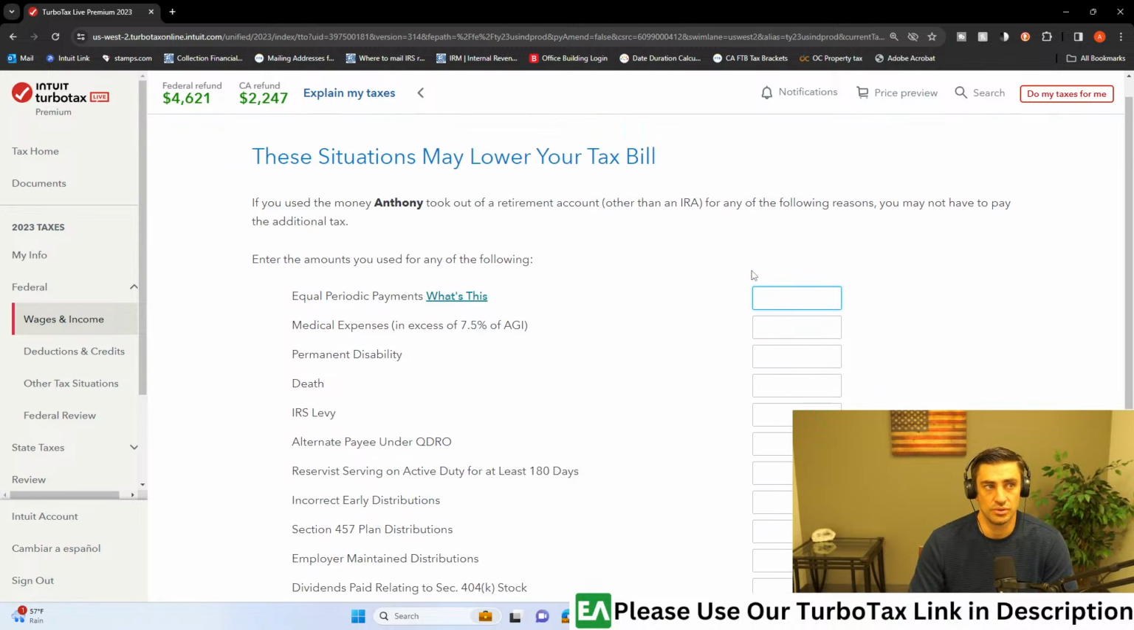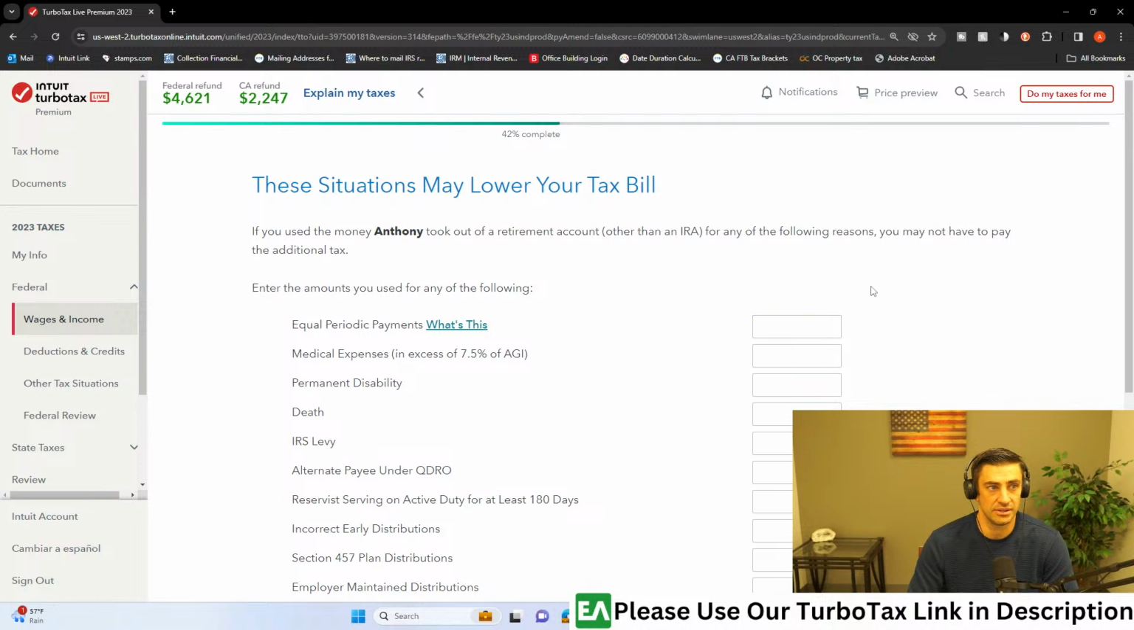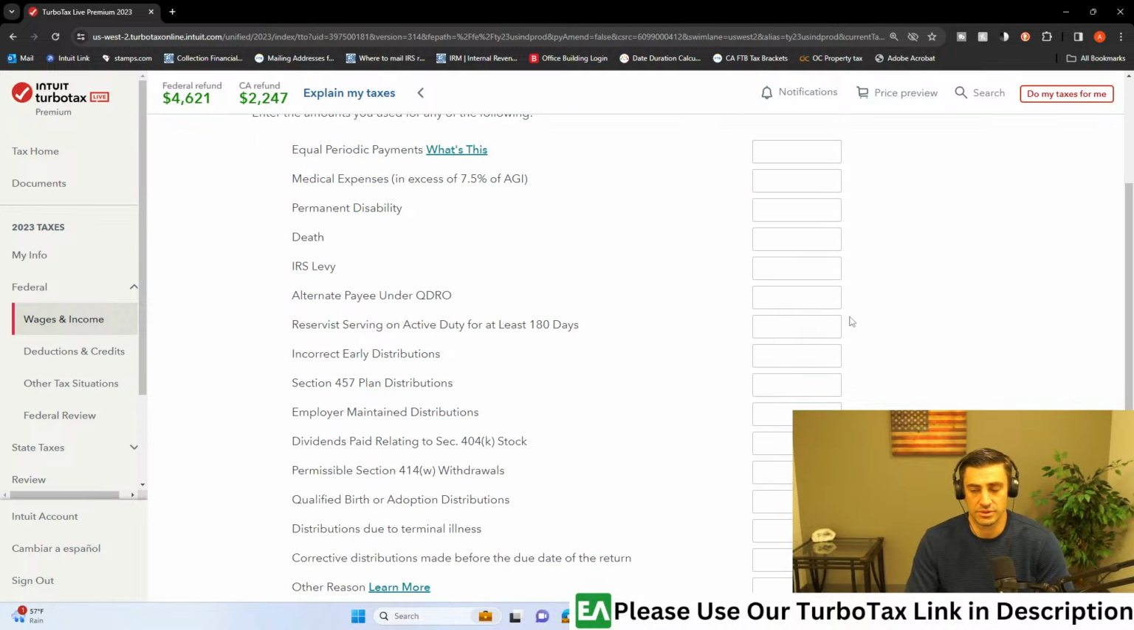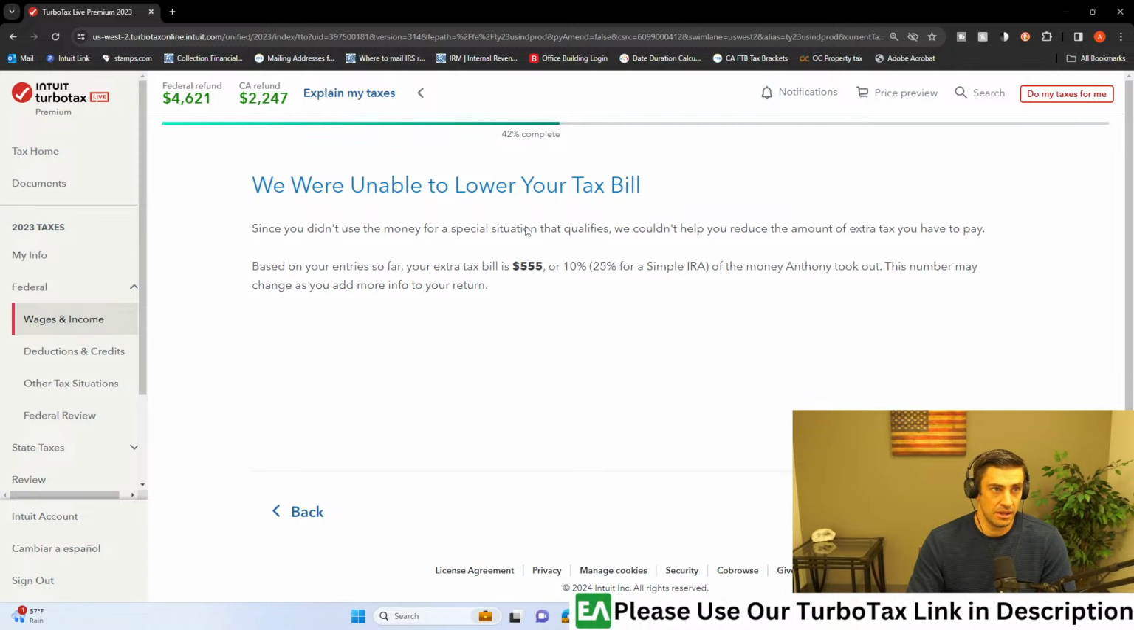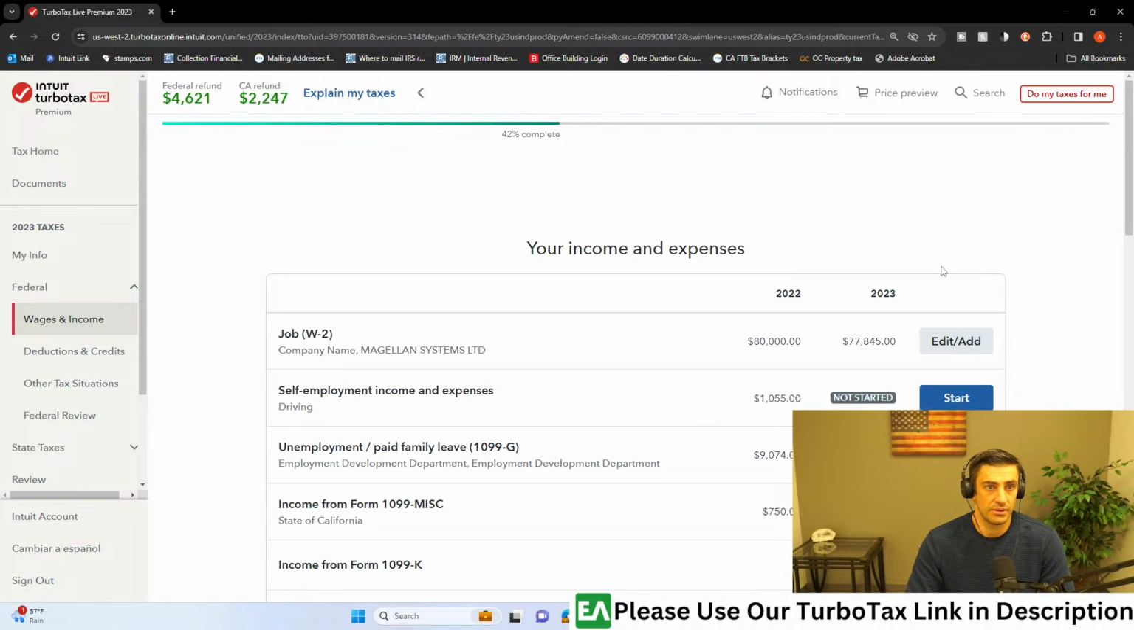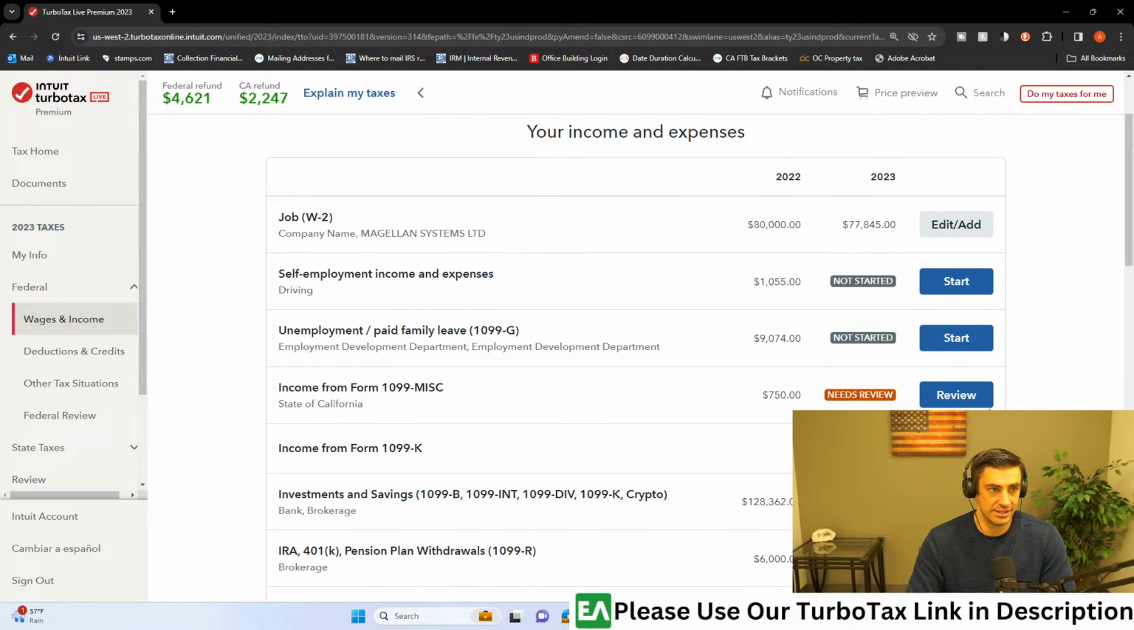So this is trying to work out the additional tax, the penalty, right? Is there any way that any of this was applied for any of these type of payments? And if so, how much of your distribution was applied towards these payments? Because if you did, then we can take away a lot of that 10% penalty is what essentially this is saying. But I'm going to say, nope, wasn't for any of this stuff. Your extra tax bill is 10%. There you go. Yep, we know. Boom. All right, there we go. So we got all that stuff in. Let's see, what else did we do?